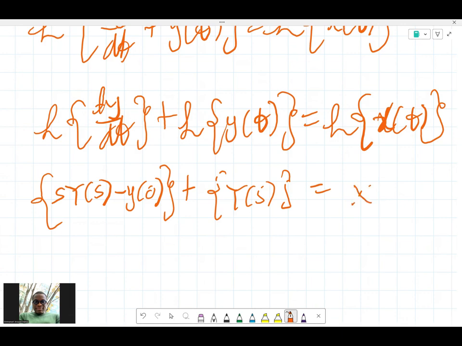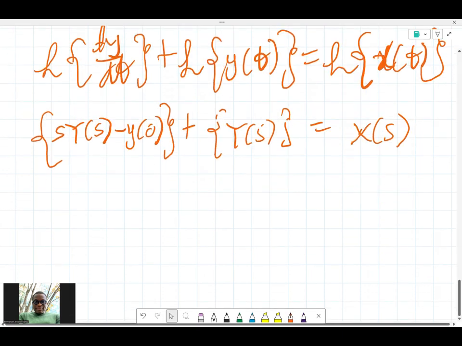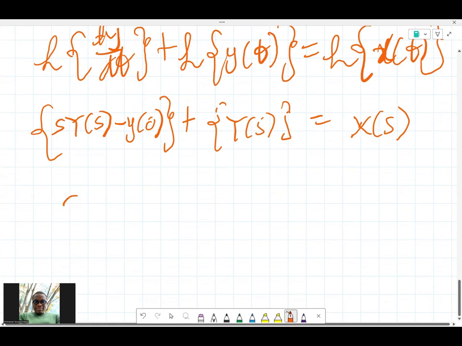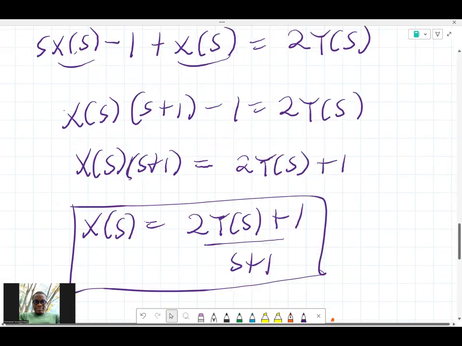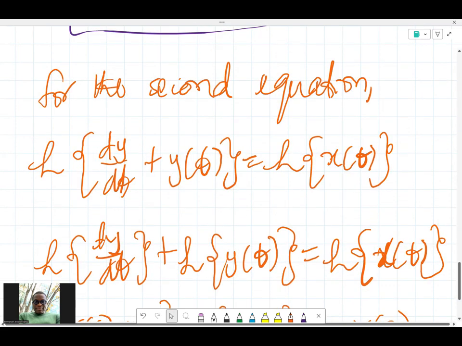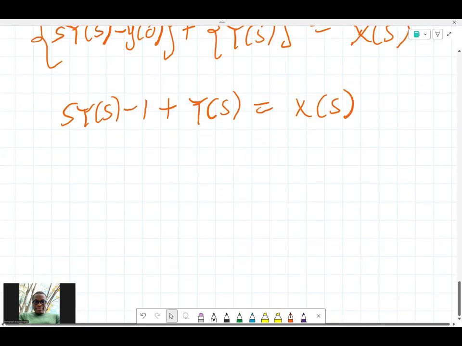That will be X(s). So since y(0) is 1, we have sY(s) - 1 + Y(s) = X(s). Now, looking at what we had previously, we can try to make X(s) the subject of the formula here, so we can equate the two.